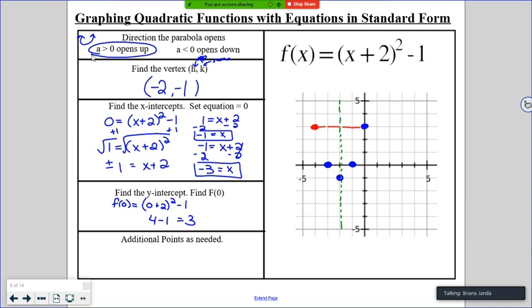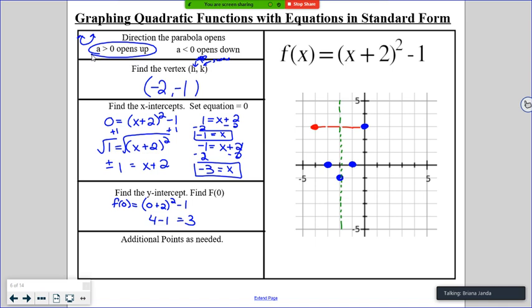I don't need additional points again. We won't very often need additional points. What does it mean by additional points? Maybe I didn't get this dot or something. You can plug in any x value to get an ordered pair. Now I'm just going to give you a sample here.